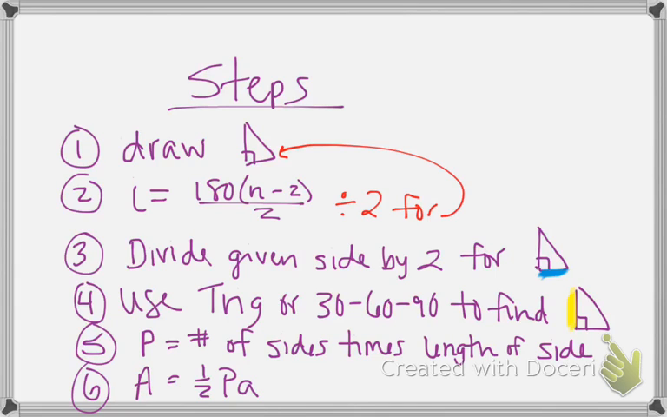Step 5, find your perimeter. And step 6, use your area formula. Keep in mind, you can find perimeter right away if you want to because you are able to. Or you can wait till the end. That doesn't matter.